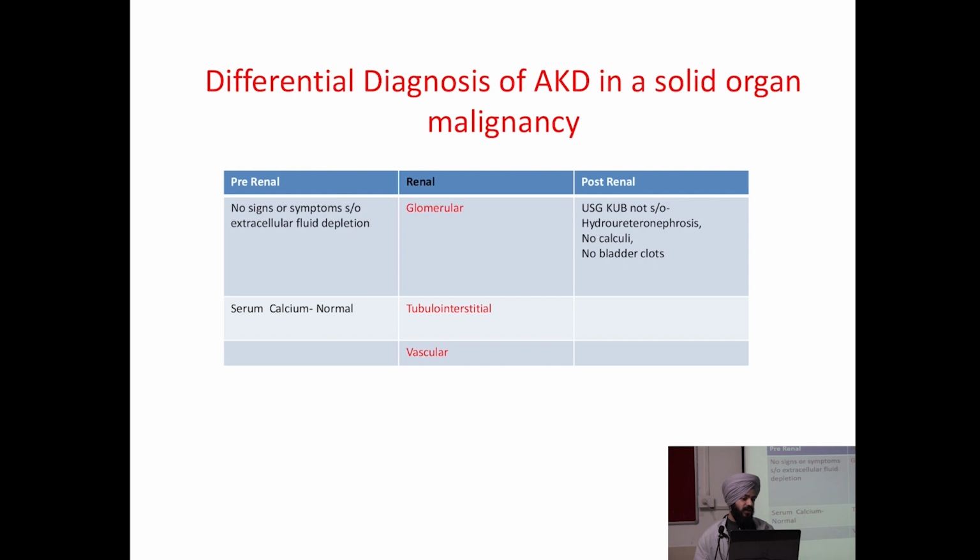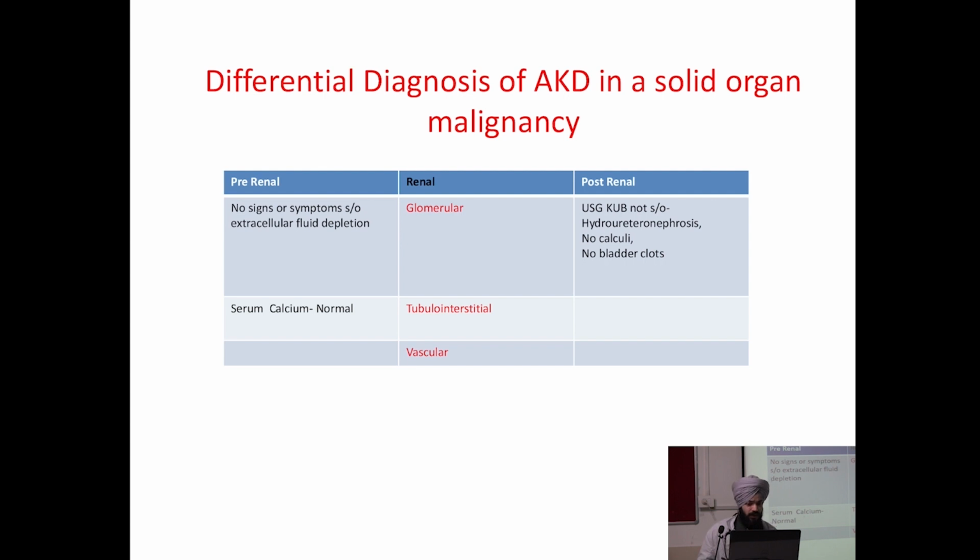Dissecting further the acute kidney disease in a solid organ malignancy, keeping differentials of pre-renal, renal, and post-renal. We ruled out a pre-renal cause as there were no signs or symptoms of extracellular volume depletion and serum calcium was normal. In post-renal, USG KUB screening done at the ward and also by the radiology department revealed no hydronephrosis, calculi, or bladder clots. We were left with renal being the more likely etiology for this condition.